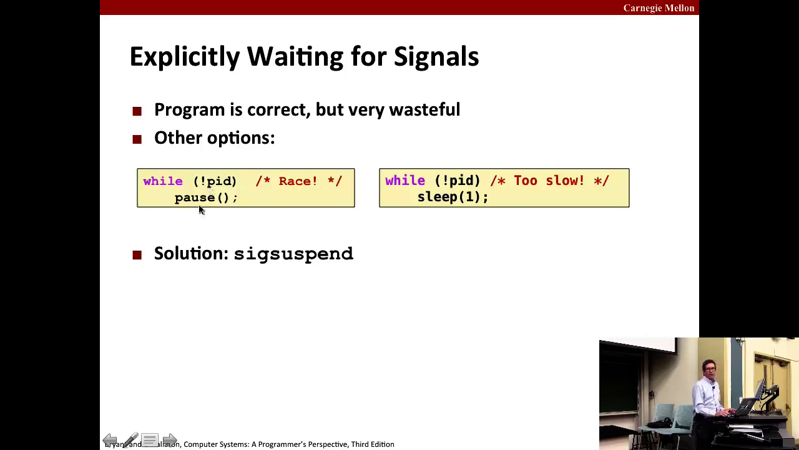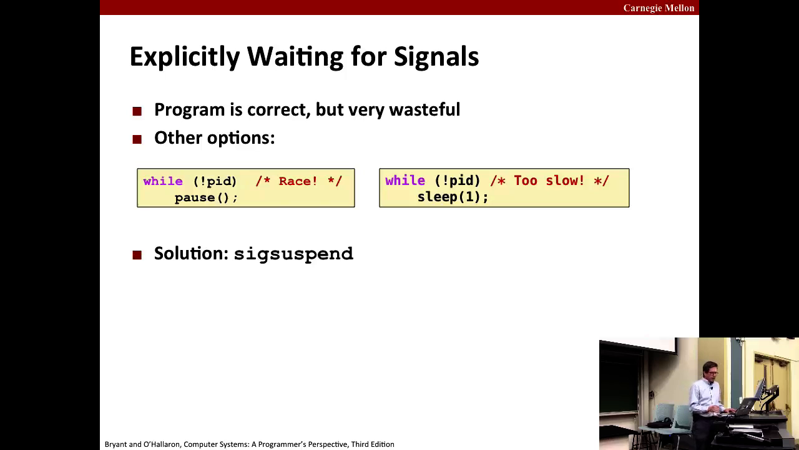but before the pause executes, which is possible, right? It's unlikely, but it's possible. If that signal arrives here, then the handler will set PID to non-zero, and then we'll execute the pause, and the pause will be blocked forever waiting for a signal that'll never arrive, because the SIGCHLD signal already came. Very subtle, right? So this code looks okay, it looks benign, but it's wrong. And your program would just hang forever.